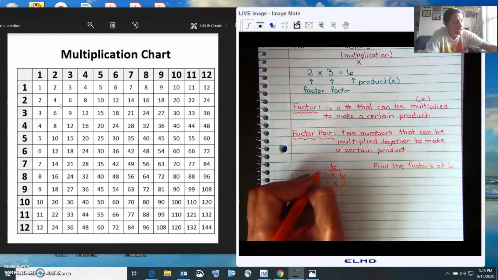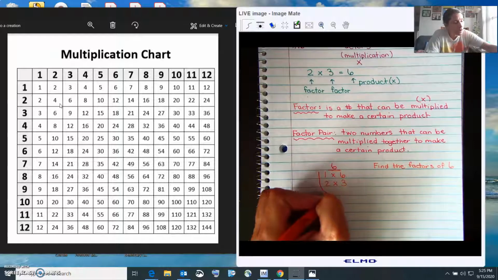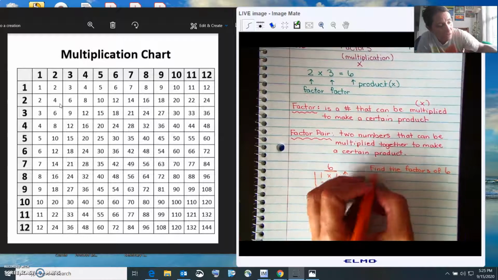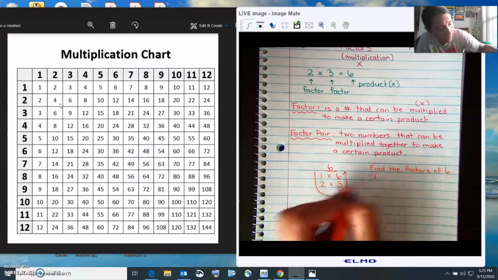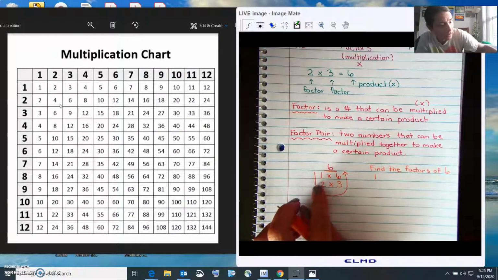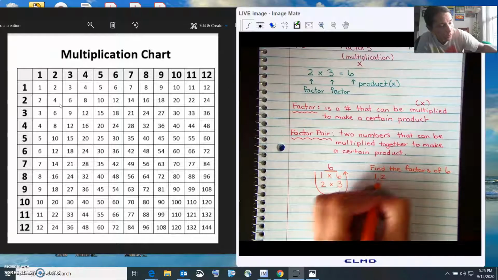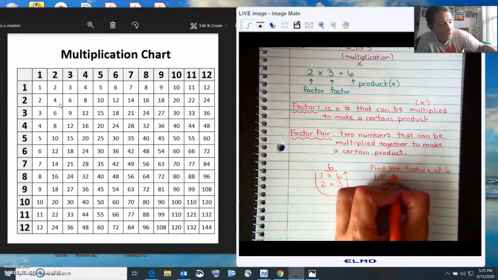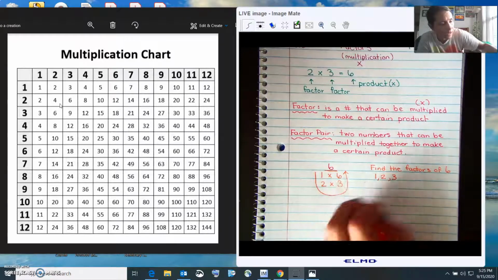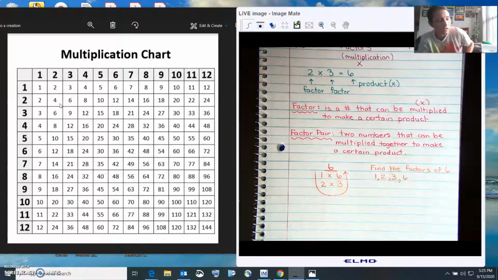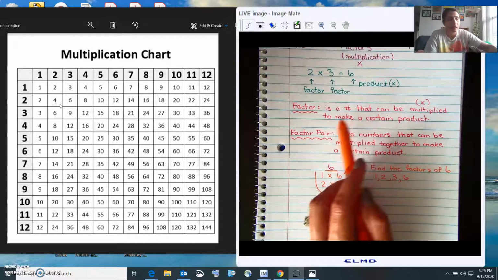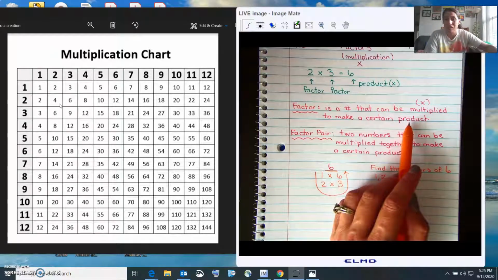I take a little arrow here, and I move it up and over. So the factors are 1, and I follow my arrow, 2, notice I'm putting commas in between them, 3, and 6. Those are all the factors of 6. That means these are all the numbers that can be multiplied to make a certain product, which is 6.